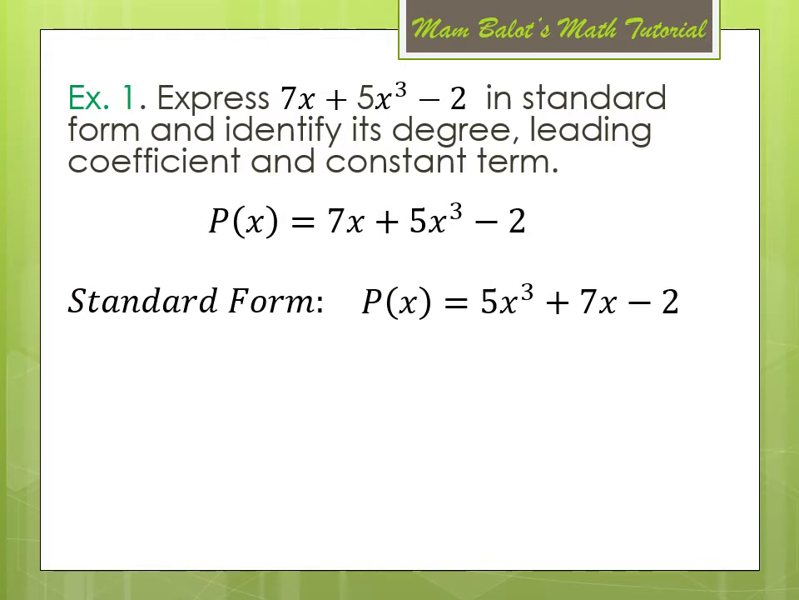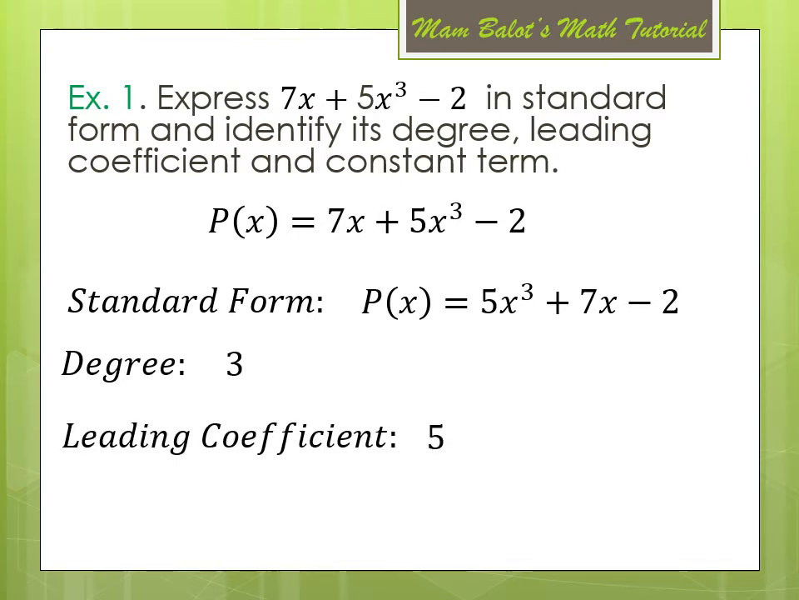So observe that our exponents now, or the powers of the terms, are in descending order. Then our degree is 3, since the highest exponent is 3, and that is our n. Then the leading coefficient is 5, since it is the coefficient of the leading term 5x cubed. And the constant term is negative 2.